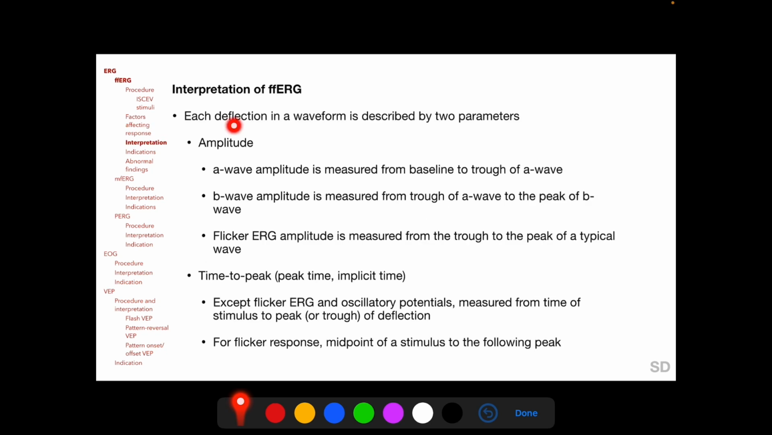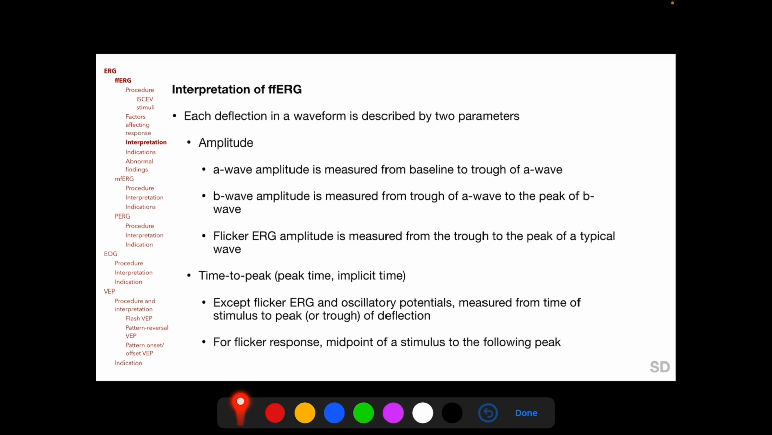Each deflection in an electrophysiological response can be described by two parameters, amplitude and time to peak. In full-field ERG, A wave amplitude is measured from the baseline of the waveform to the trough of the A wave, and B wave amplitude is measured from the trough of the A wave to the peak of the B wave. Flicker ERG amplitude is measured from the trough to the peak of a typical waveform in the flicker response.